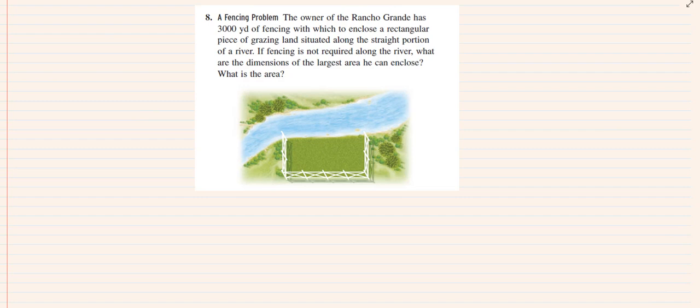Okay, let's take a look at this problem. This is exercise number 8. The question reads: the owner of the Rancho Grande has 3,000 yards of fencing with which to enclose a rectangular piece of grazing land situated along the straight portion of a river. If fencing isn't required along the river, what are the dimensions of the largest area he can enclose, and what is the area?